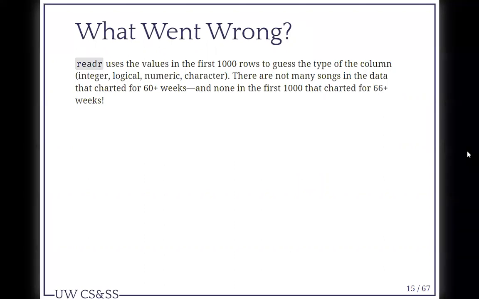Part of the reason that readr is faster is because it does this, and it's normally okay. There are very few times you are in a situation where at the top of your data set there's so much missingness that all of the rows below 1,000 are somehow very different.